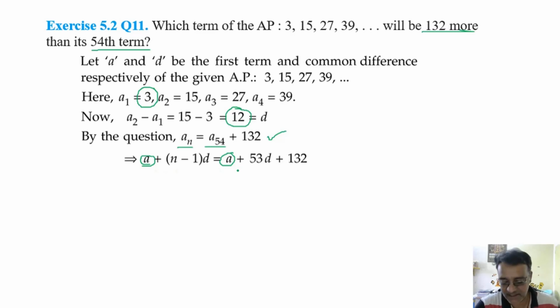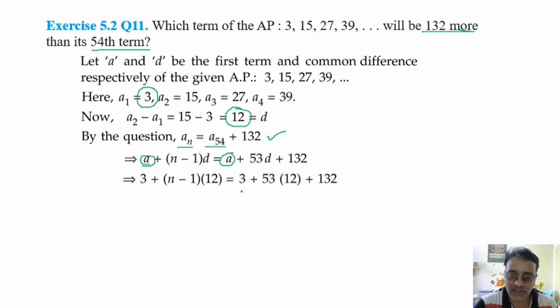Because the sign of both is the same, either we will substitute and eliminate. If you eliminate a, now add these two. 53 into 12. Multiply these two and add 132.